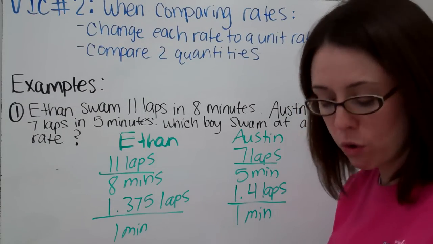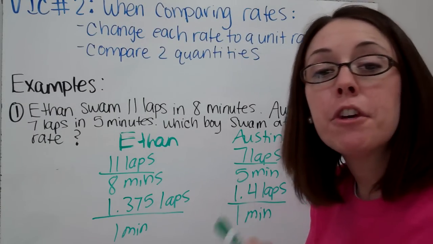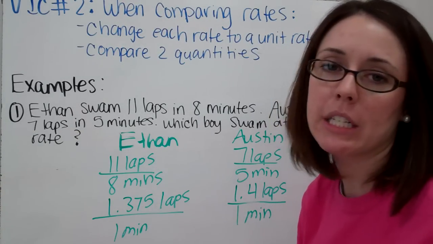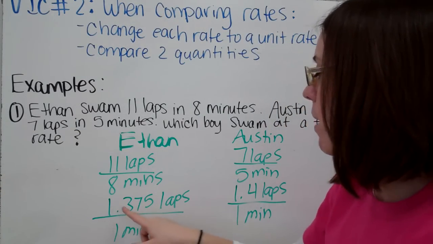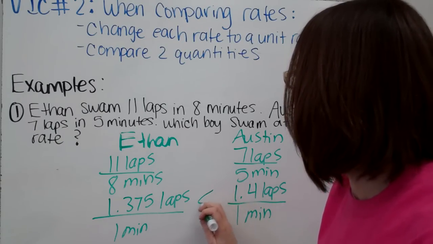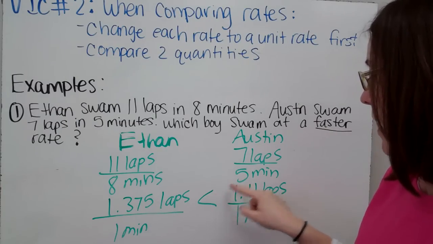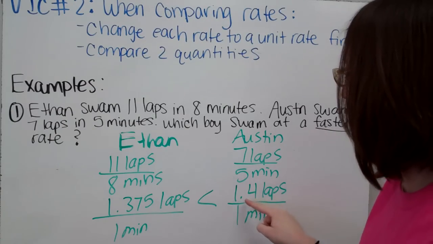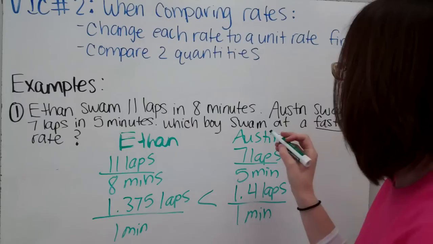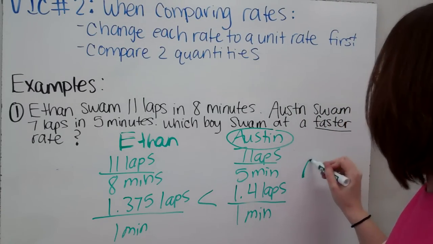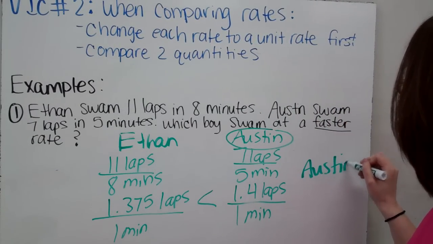So let's see who swam at a faster rate. If you swam at a faster rate, that means you went further in the amount of time you have. So 1.375 is less than 1.4. So Austin, bigger, pointing toward Austin. Austin swam further in 1 minute. So Austin swam at a faster rate. Our answer is Austin.